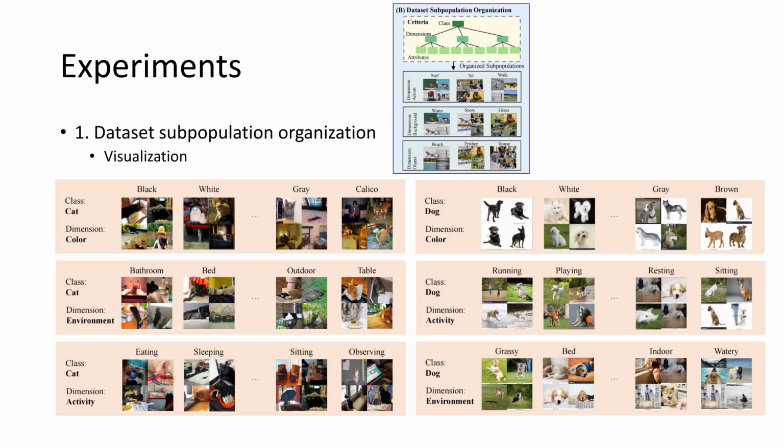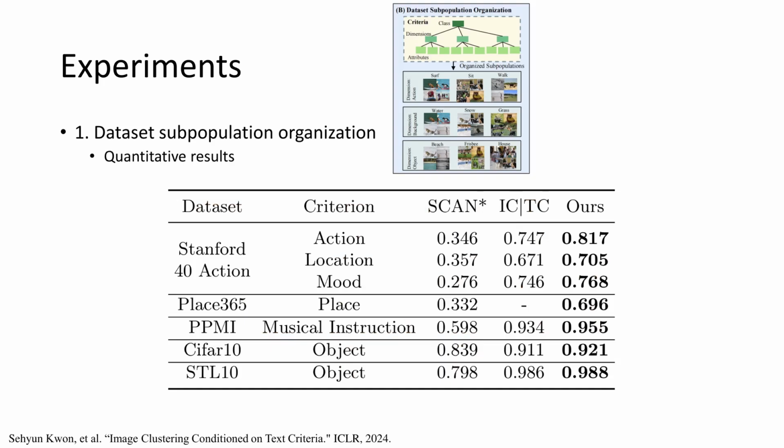You can see that the text matches the images well, and the text criteria are more fine-grained. We perform user-customized clustering on multiple datasets, achieving better results than the traditional SCAN algorithm and the recent ECCV method. The table shows quantitative results for dataset subpopulation organization. A higher score indicates better clustering performance.